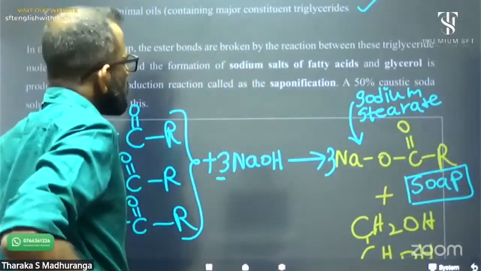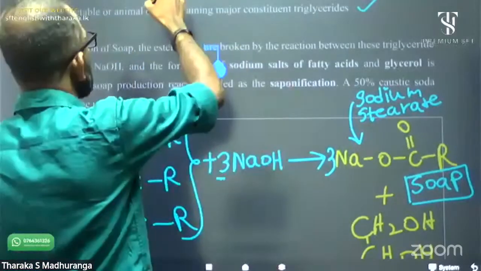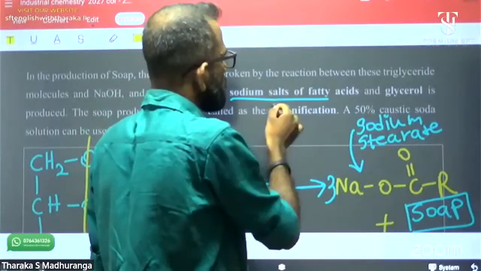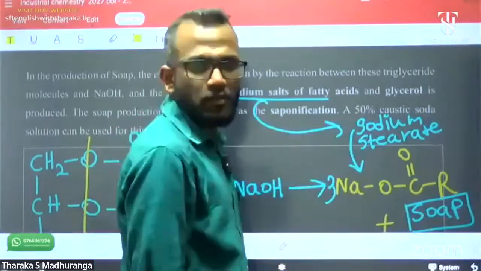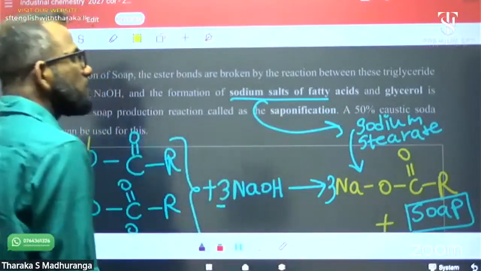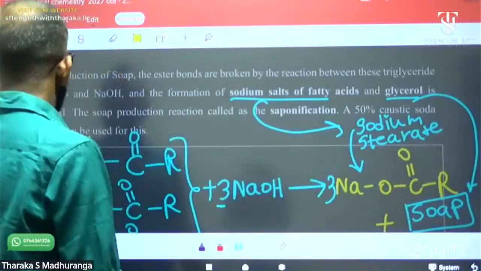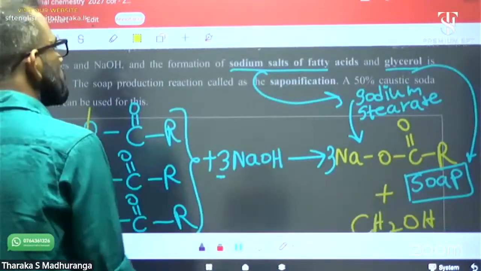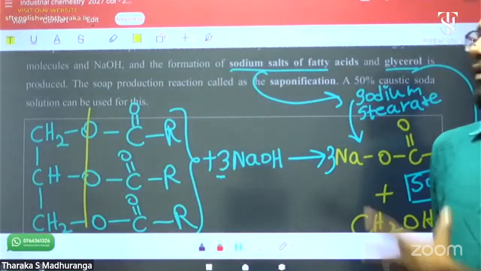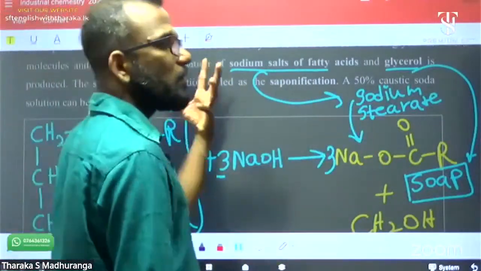And the formation of sodium salt of fatty acid. That is sodium stearate, the sodium salt of a fatty acid. And glycerol. Glycerol is a byproduct. The soap production reaction is called saponification. This is the chemical formation of saponification.